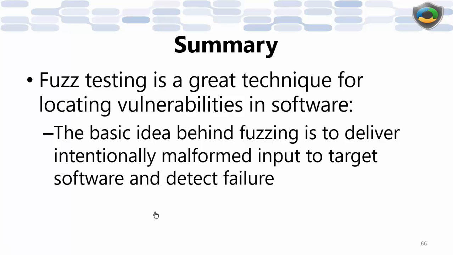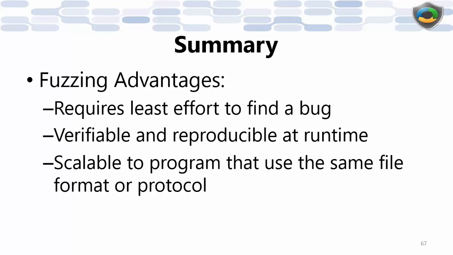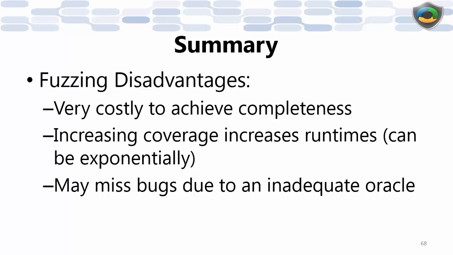So today we've talked about fuzz testing. As mentioned, the basic idea is to intentionally deliver malformed input into target software to try to detect failures. The advantages of fuzzing, as it says: it requires the least effort in finding bugs, it's verifiable, it should be reproducible, and it should be scalable. Disadvantages: it can be costly. Increasing coverage increases runtime. You may miss bugs. You may think that you've got everything handled, and you find out that you don't.